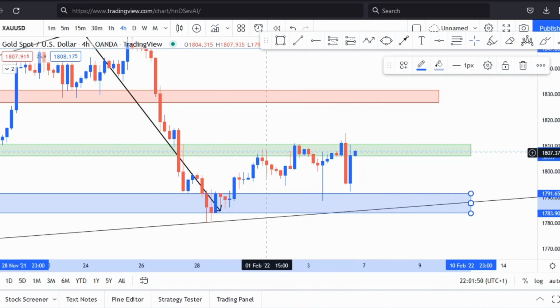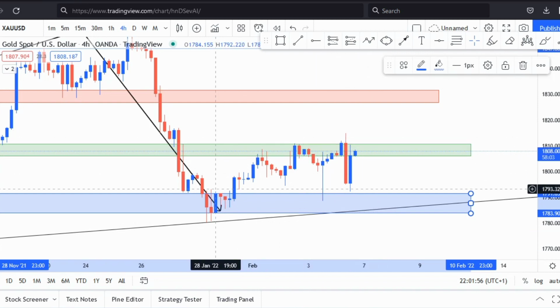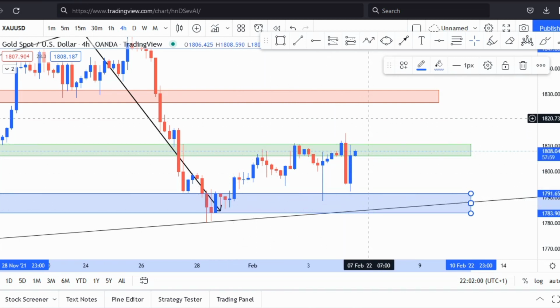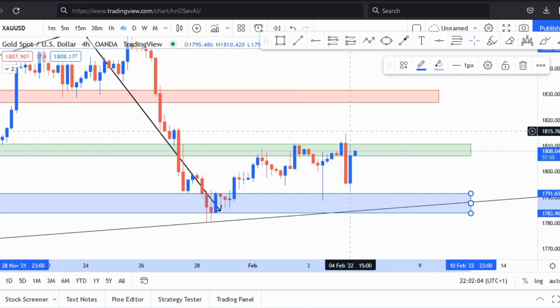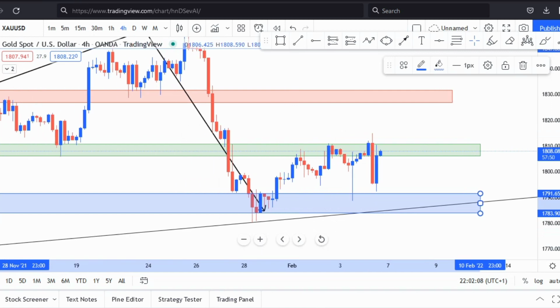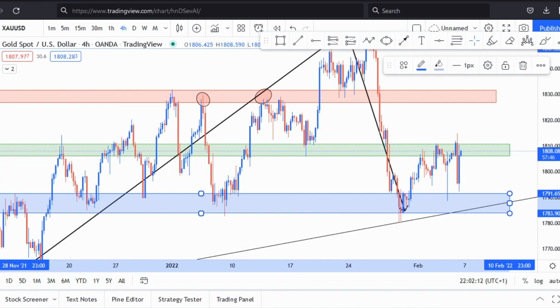And this move here that we've seen on the 4-hour time frame is what was the inside bar on the weekly time frame. So until there's a break out of this range in either direction, that will give us an indication of where price will head to. So this basically has been my analysis for gold for the upcoming week.